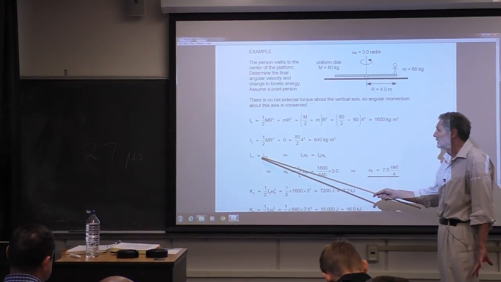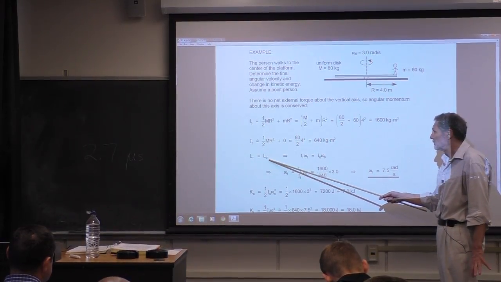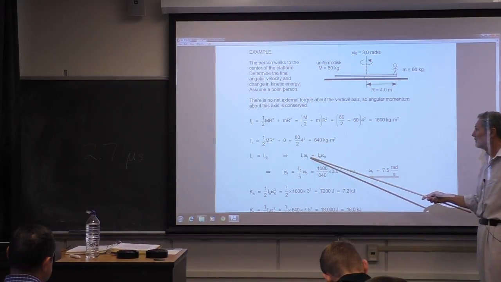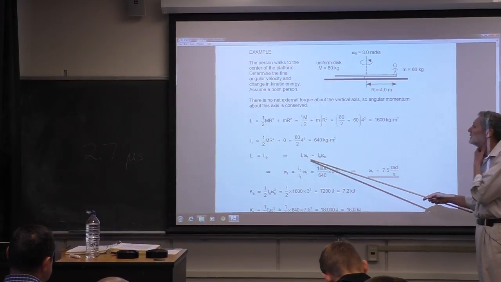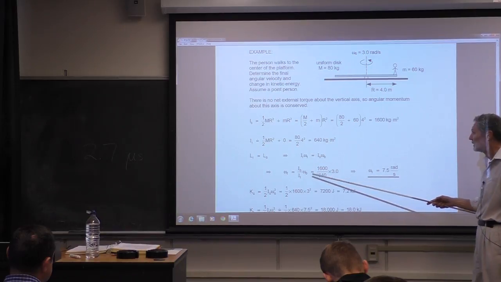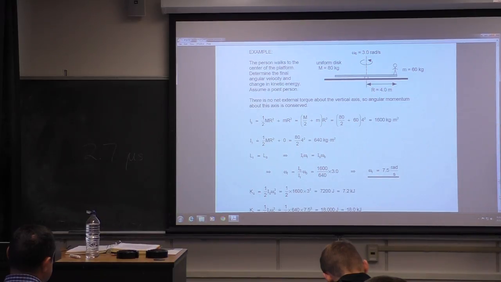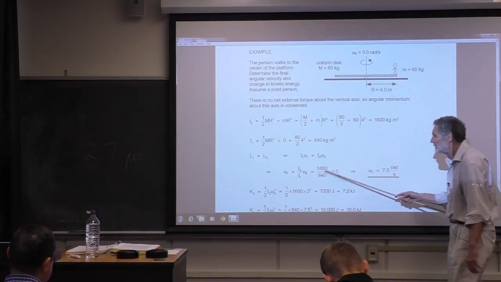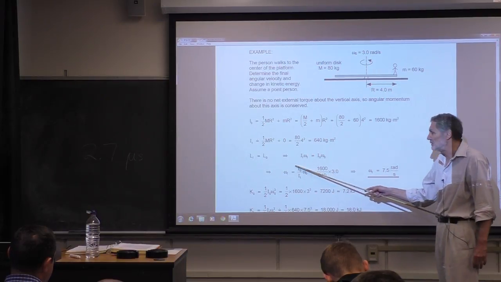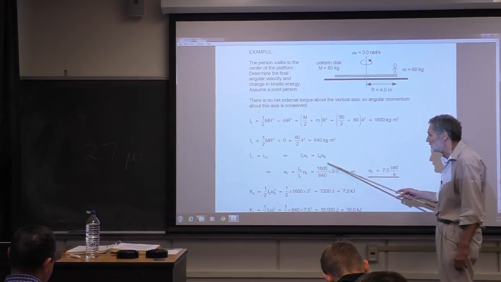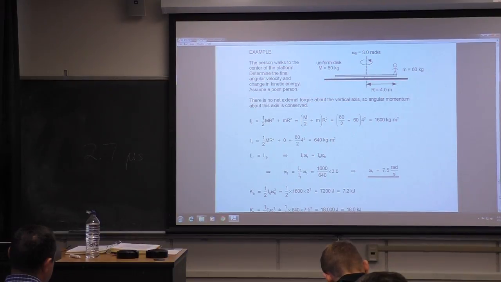Angular momentum conservation tells us the final angular momentum has to be the initial angular momentum. The angular momentum here is just the moment of inertia times angular velocity. So like we saw before, we can solve for the final angular velocity. Because we're reducing the moment of inertia, the final angular velocity gets scaled up by the ratio of the moments of inertia. And we get a number, 7.5 radians per second. It's gone up, more than doubled from the initial value.